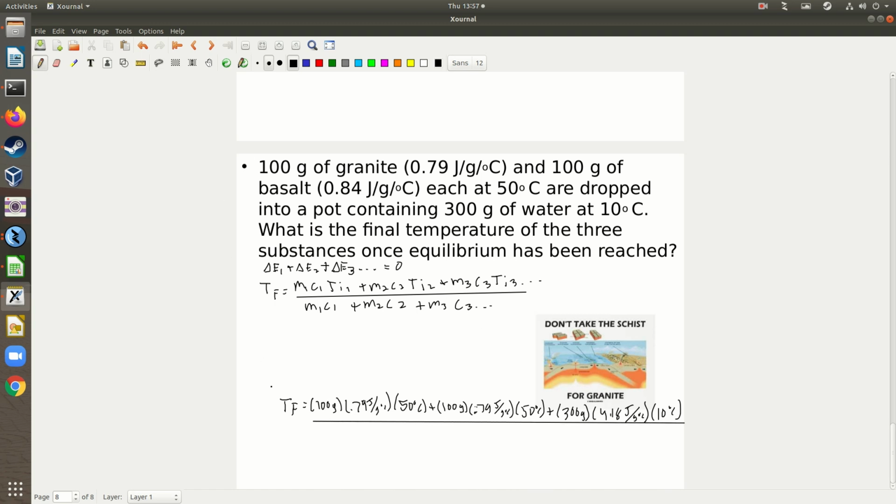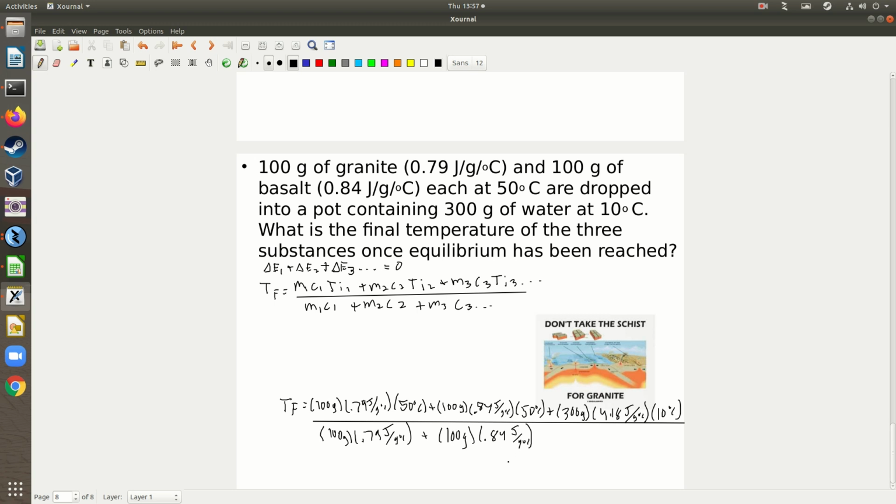Alright, so then I divide that all by its specific heats, the heat capacities. So that's 100 grams times 0.79 joules per gram degrees Celsius, plus 100 grams times, basalt was supposed to be 0.84. Sorry, I changed that real fast. You were probably thinking, why was he doing what he was doing? Well, I made a mistake. Sorry, I correct it. 0.84 joules per gram degrees Celsius.